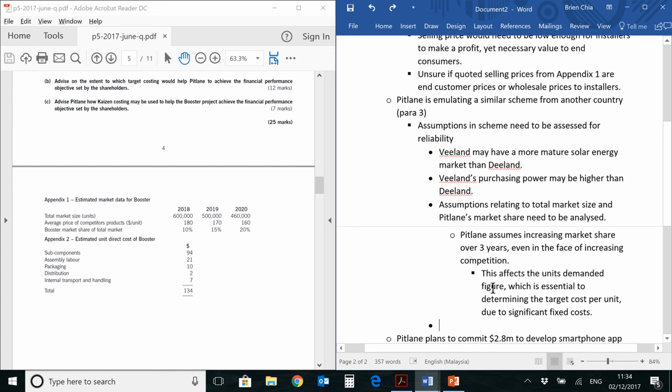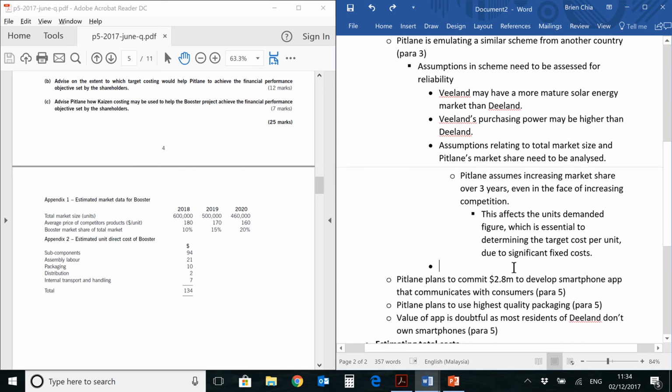And why is this important? It is because these two numbers over here help determine your units demanded. That means your 227,000 units we have calculated from these numbers, and this might affect your target cost per unit due to the fixed cost, the OAR, overhead absorption rate.